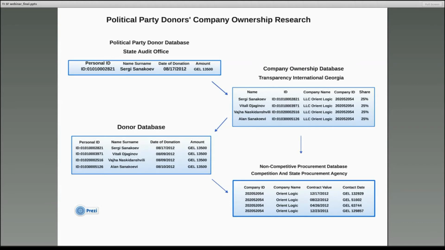We discovered that basically 2/3 of the companies that were owned by the party donors have received non-competitive procurement contracts. We discovered that with our research, and interestingly, the donations were on average comprised 4.1% of the total value of non-competitive contracts awarded by the state to those companies. This is how we connected several public databases to achieve these results.